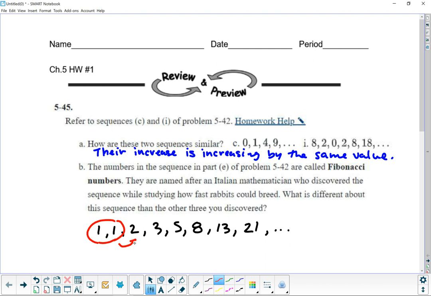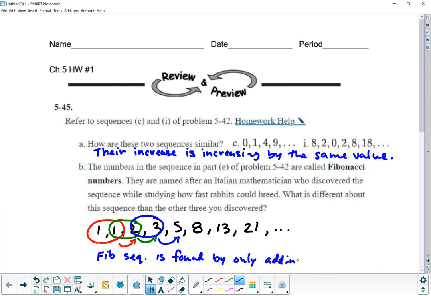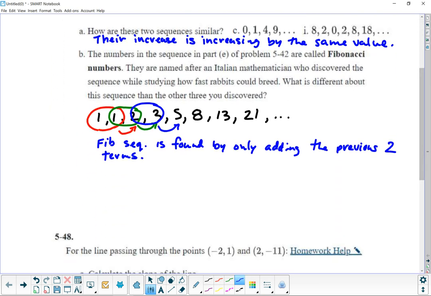Right? The difference is that to get this sequence, you have to add the previous two to get the next one. You have to add the previous two to get the next one, right? So I'll say the Fibonacci sequence is found by only adding the previous two terms. Okay.